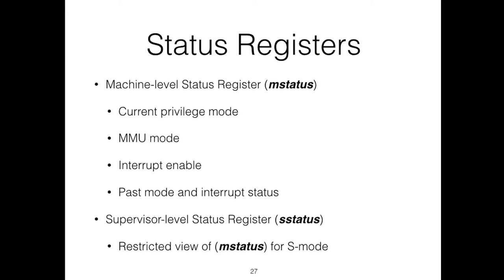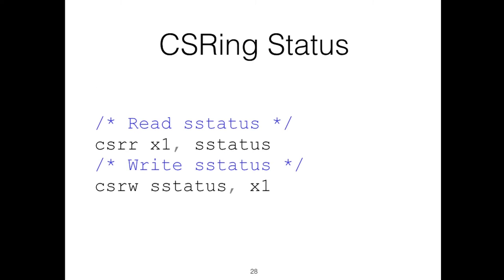There are multiple different views of this register. The supervisor-level status register has a restricted view of M status because it's less privileged than machine mode. There are certain things you can only do in machine mode, so only the firmware can do them. If you want to play with these CSRs, and a lot of the kernel code does this, you'll use CSRR to read the status. And if you're going to write the status, you use CSRW, which stands for CSR write.